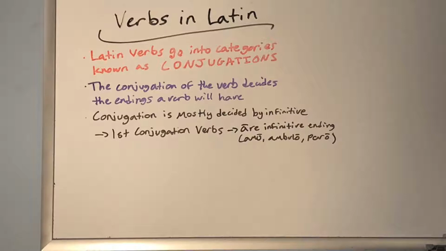Now, getting back to that. So the first conjugation verb, the second principal part, will have the are ending, the long A-R-E. These are verbs like amo, ambulo, and paro. Amo's present active infinitive is amare, ambulo's is ambulare, and paro's is parare. These are all first conjugation verbs.